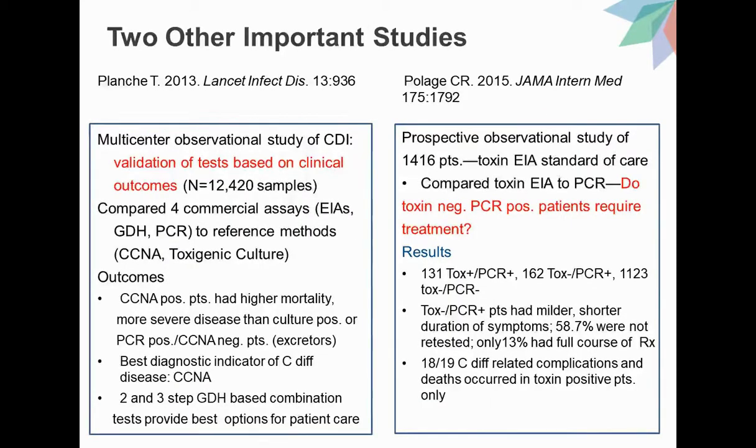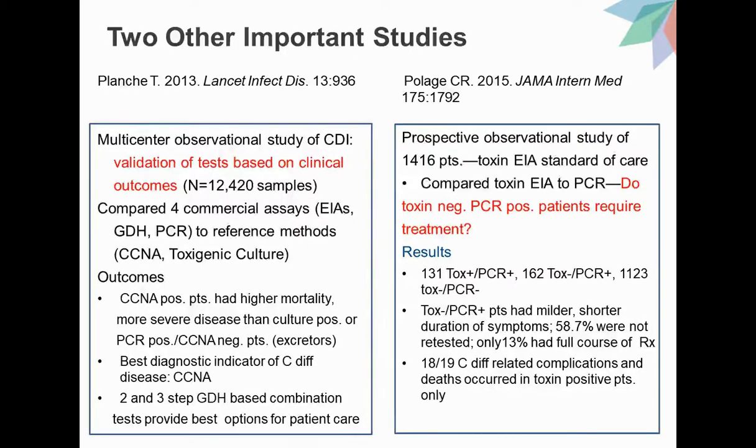There were two other very important studies that did help inform the IDSA guidelines. The first study came out of the UK by Planche et al. This was a multi-center observational study of C. difficile infection, and the authors intended to validate tests based on clinical outcomes. They compared 4 commercial assays, EIAs, GDH, and PCR, to 2 reference methods, the cytotoxin test and toxigenic culture. And what they observed is that patients who were CCNA positive had higher mortality and more severe disease than culture positive or PCR positive toxin negative patients.